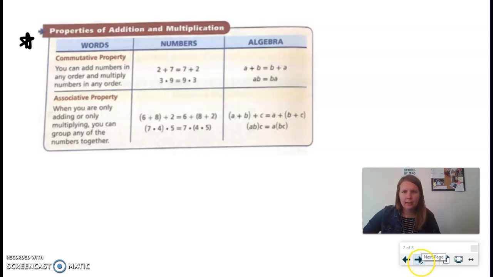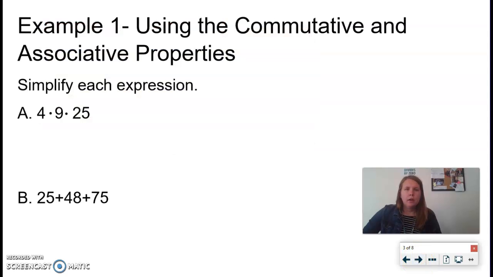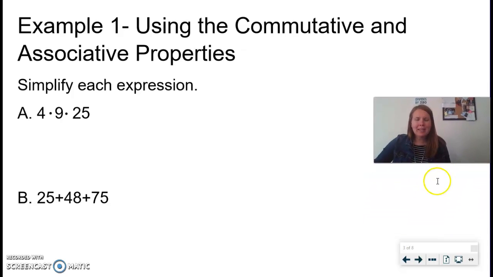Let's go ahead and then look at some examples. Okay, I think we had 4 examples to look at. Alrighty, so number 1 is using the commutative and associative properties. To be honest with you guys, I'm pretty sure I know that you can multiply these out, okay? Longhand them, please. I am trying to use it without a calculator. But they just want us to simplify each expression.